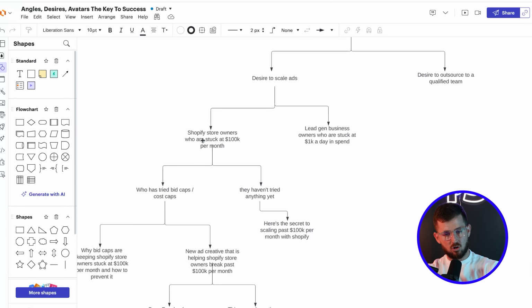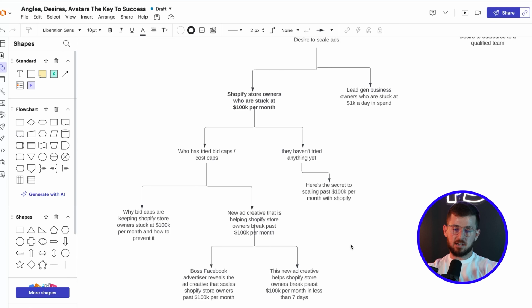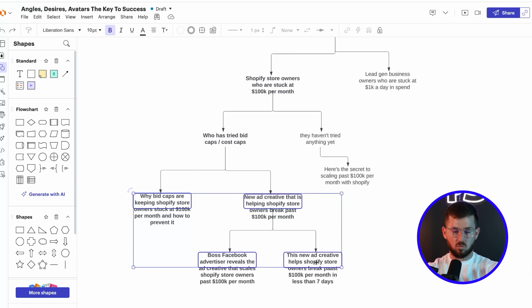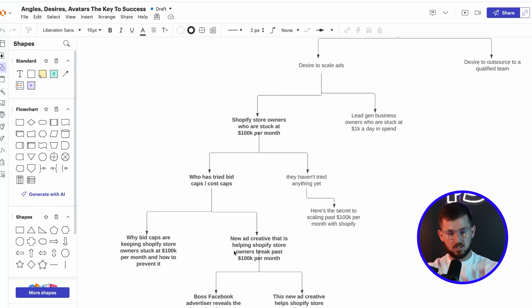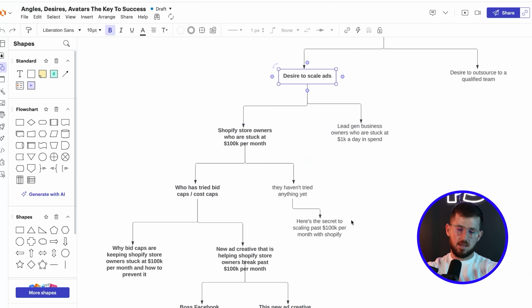So we'll look in, okay, what's the most confidence we have with what customer avatar we should do? Then from there, from our research, do we have any confidence? And it's like, yeah, they've tried a ton of bid caps and cost caps. So let's focus on some hooks around that. And then we might test 1 or 2 different hooks and different angles around that. So we might test all of this stuff that's related to this, and then kind of go all the way up to the desire to scale ads. And then there we go.